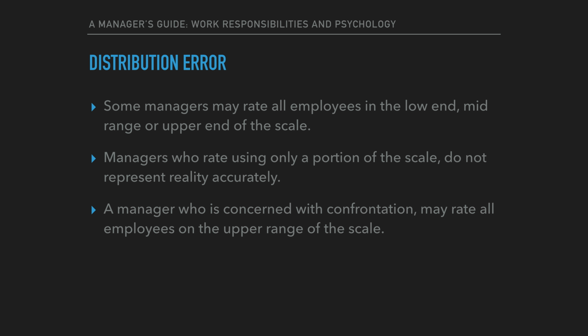In this error condition, some managers will rate employees all within a particular range, say on the low end of the range, or in the mid-range of the scale, or on the upper end of the scale. And in these instances, the managers are only using a portion of the rating scale, and that's not always representative of reality. So why does this happen? Well, we've actually answered this question before, and we've talked about the manager who rates everyone favorably, or rates everyone in the upper range of the scale. And we came to the conclusion that a manager would do this if they, for example, want to avoid conflict or a problematic situation and a confrontation.